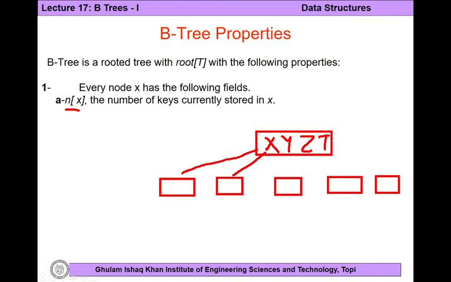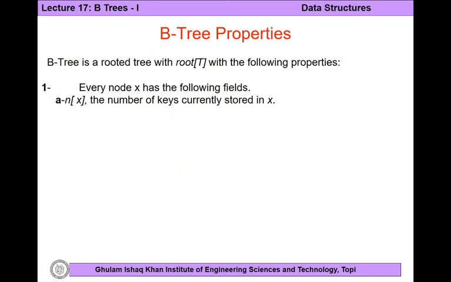1, 2, 3, 4, and it will have 5 children, right? And then this node may contain 2 keys, this node may contain 1 key, this node may contain again 2 keys, this node may contain let's say 3 keys. So every node, depending upon a particular variable, which I'll be telling you shortly, keeps track of the number of keys which are stored in that particular node.